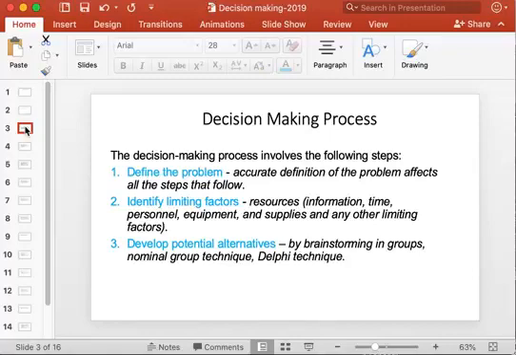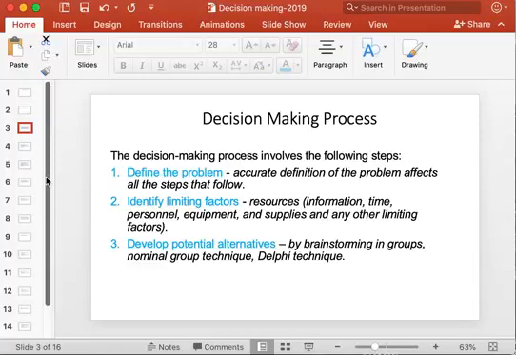Decision making process involves the following steps. First step is to define the problem. Second step is to identify all limiting factors. For example, the resources like information, time, personnel, equipment, supply, and any other limiting factors.